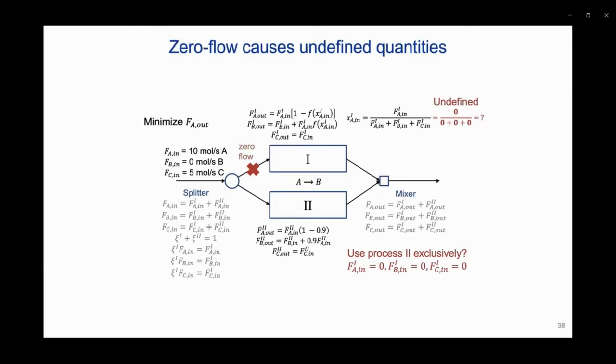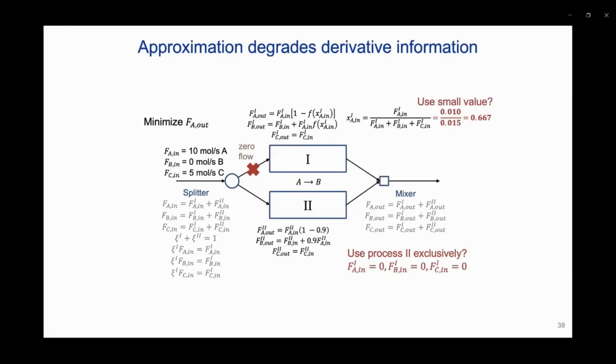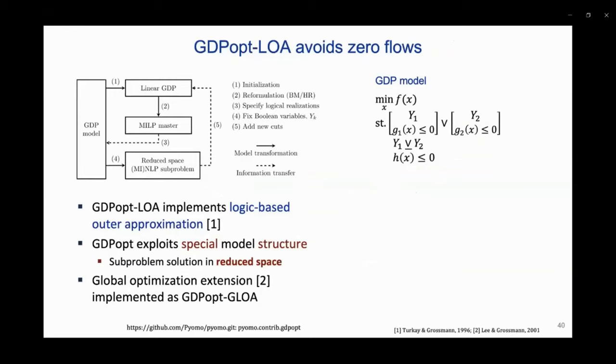Now, one simple approach you might say: well, because this is undefined, what if I use a small value, like a small epsilon? In principle, yes, you could do that, but it also leads to ill conditioning, especially of the derivatives, as I'm showing here, when the derivative of x with respect to f is a fairly large value. So it will lead to ill conditioning. So we want to avoid this problem in the first place. And that is precisely what we can avoid with the GDP model.